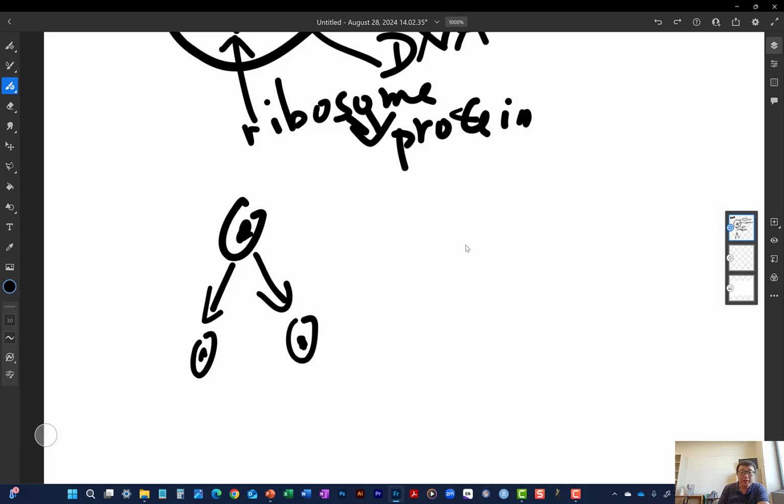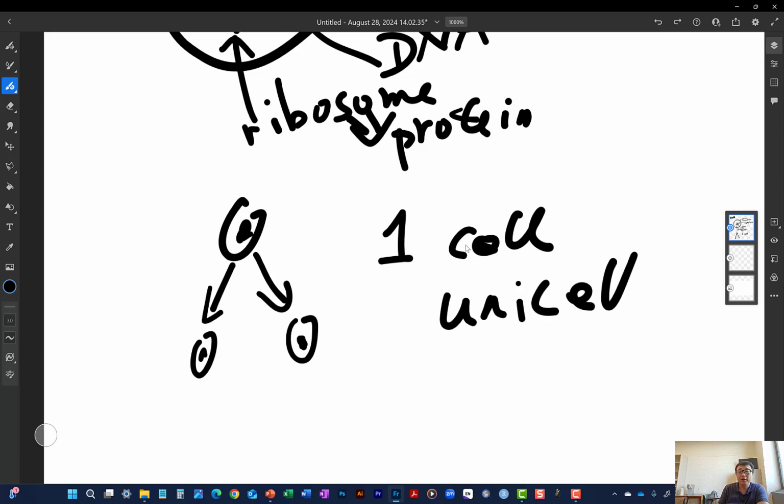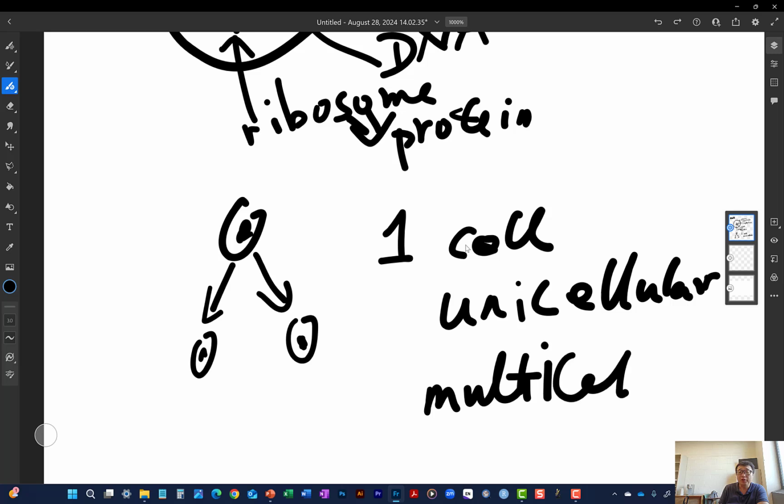Another thing is that all life on Earth is made of cells, but some are made of only one cell and some are made of multiple cells. If there's only one cell, we call it a unicellular organism. If it's many different cells, we call it a multicellular organism. Sorry for my handwriting.